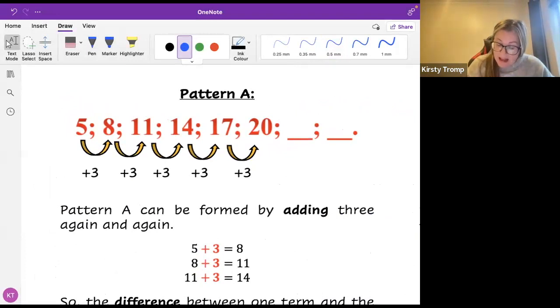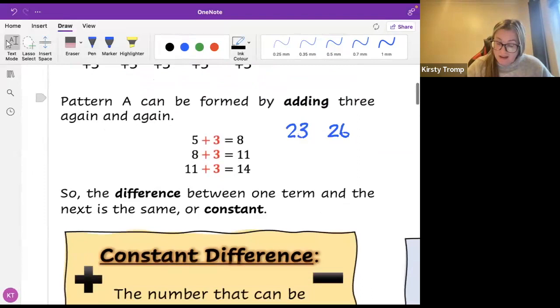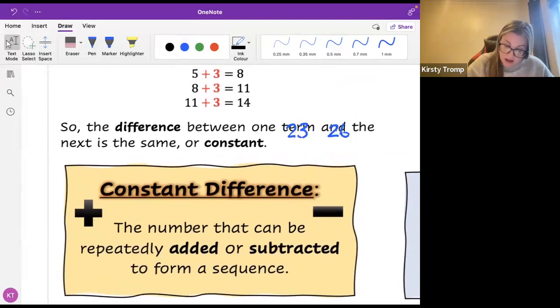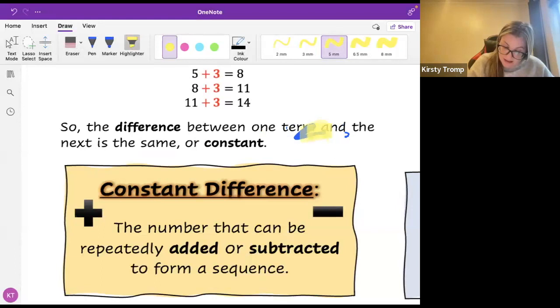So in this pattern A, I can see I've got the numbers 5, 8, 11, 14, 17, and 20. If I look at the bottom, I can see each time, what am I doing? I'm adding 3. So my next number here is going to be 23, and then 26. So pattern A can be formed by adding 3 again and again. The difference between one term and the next is the same, or constant. When I have a constant difference, the number must be repeatedly added or subtracted to form a sequence.